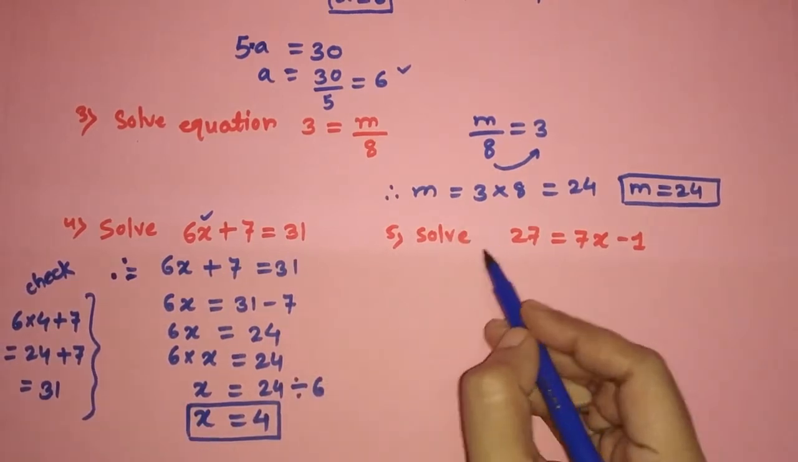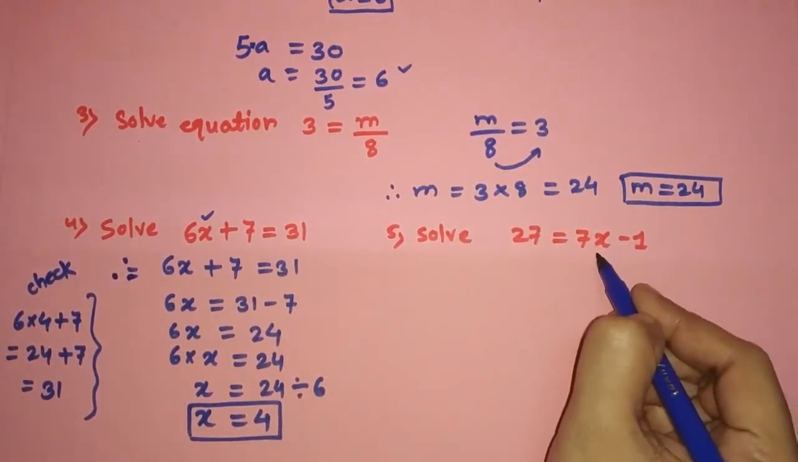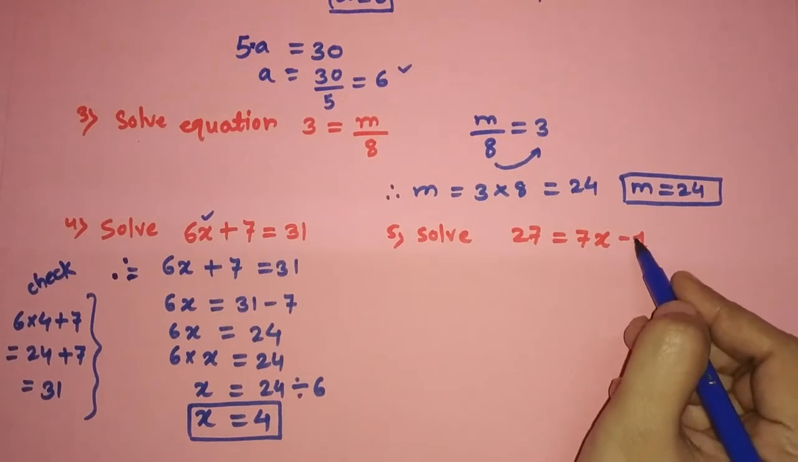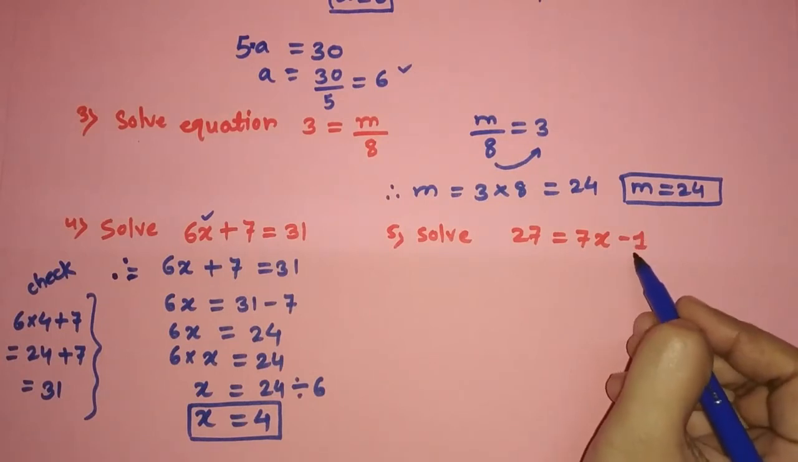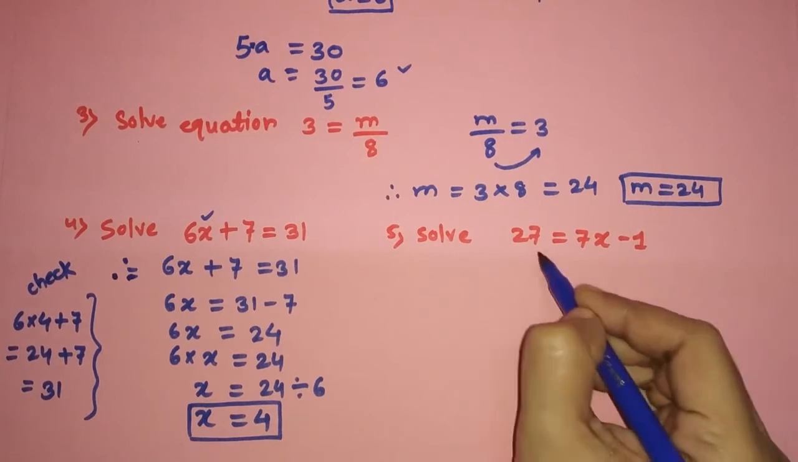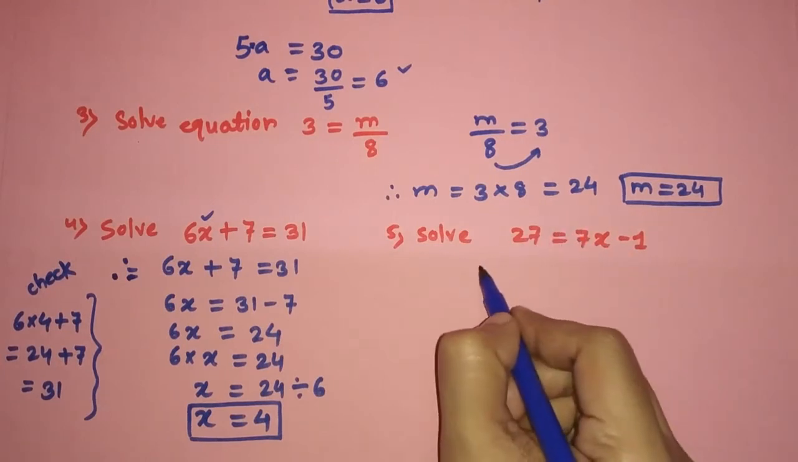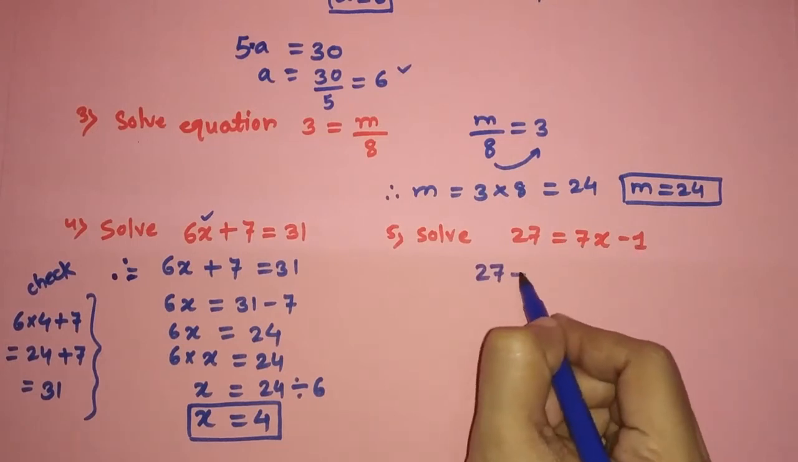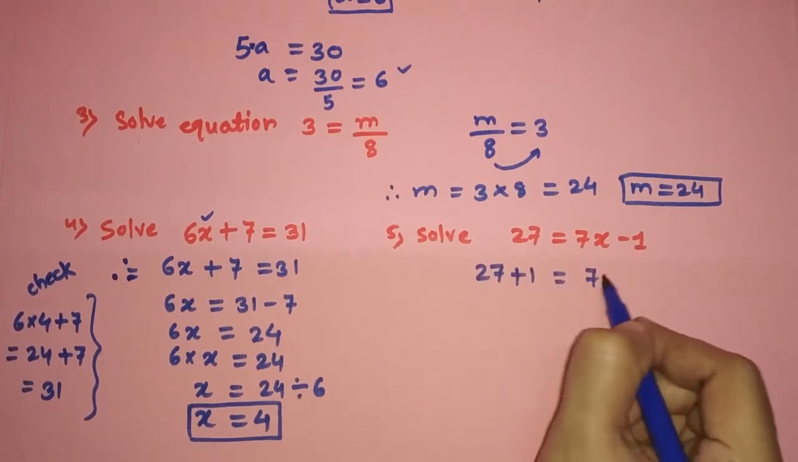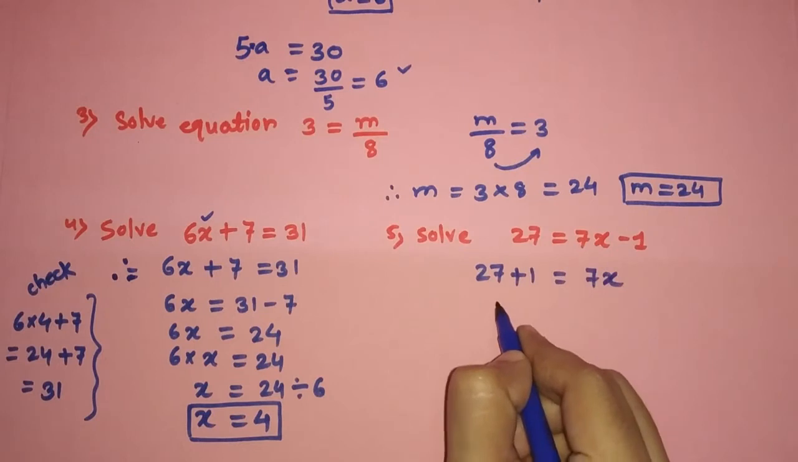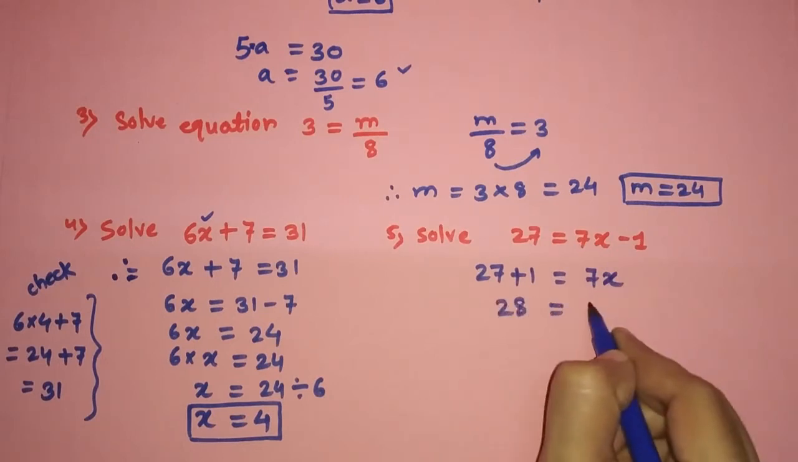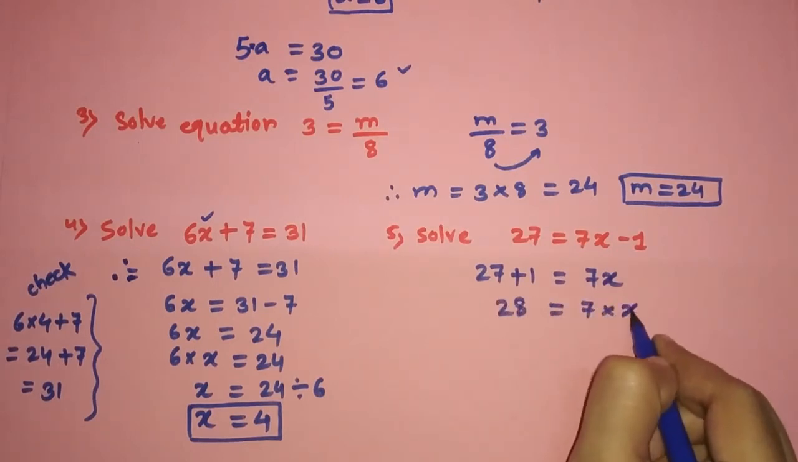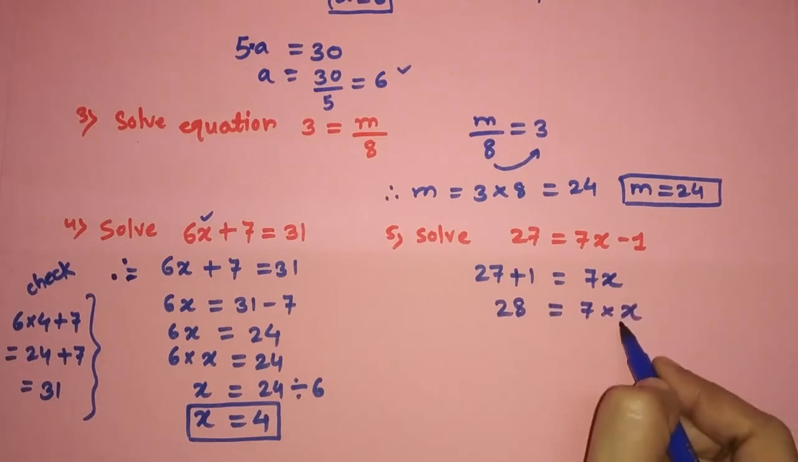So now let's solve 27 is equal to 7x minus 1. If you carefully see here, you need to transpose this minus 1 to the left hand side. So we'll shift that minus 1, or transpose it here. The minus 1 goes here, it becomes plus 1. Here just left 7x. 27 plus 1 you will get as 28. And here it is 7 multiplied by x. You can write it 7x or like this.